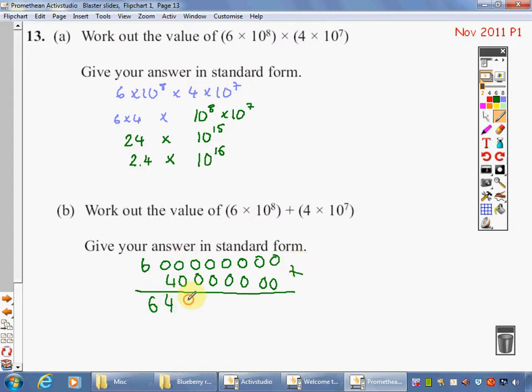64, 0, 0, 0, 0, 0, 0, 0, which is of course going to be 6.4 times 10 to the 8. Hop little bunny, hop hop hop, hop little bunny, don't you stop. 1, 2, 3, 4, 5, 6, 7, 8. Okay.